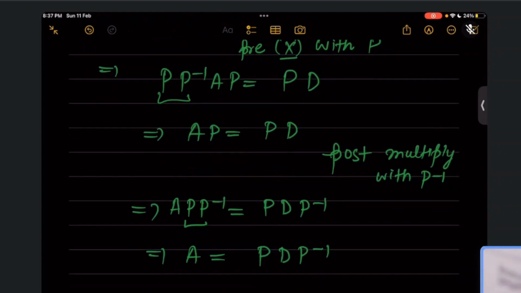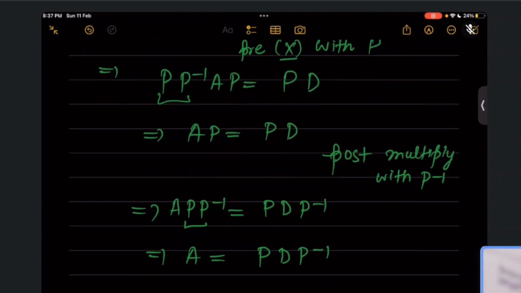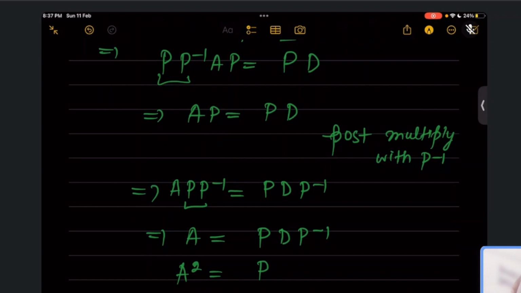Now, for finding the square of this matrix, suppose you have to find A to the power 2, what you will do? You will multiply P D P inverse again with P D P inverse, right? Because this is A, now you will multiply A twice. P inverse P will be I, so it will be P D. D into D is D square P inverse.